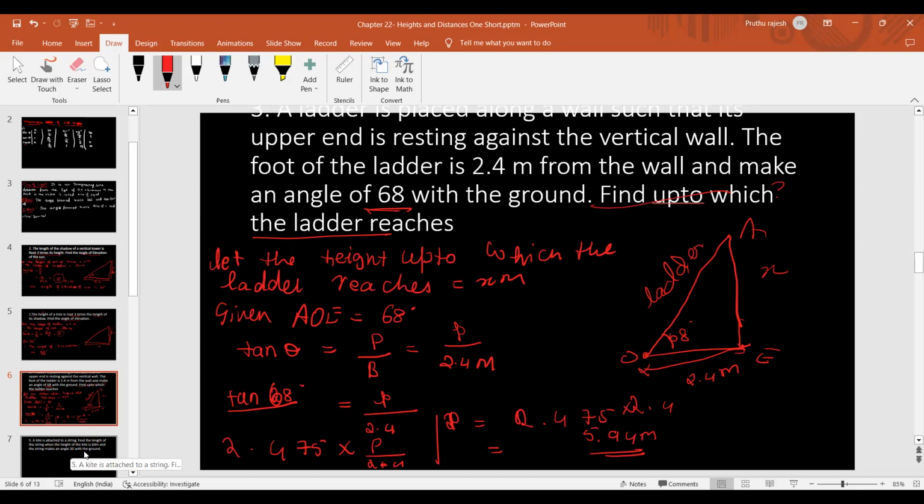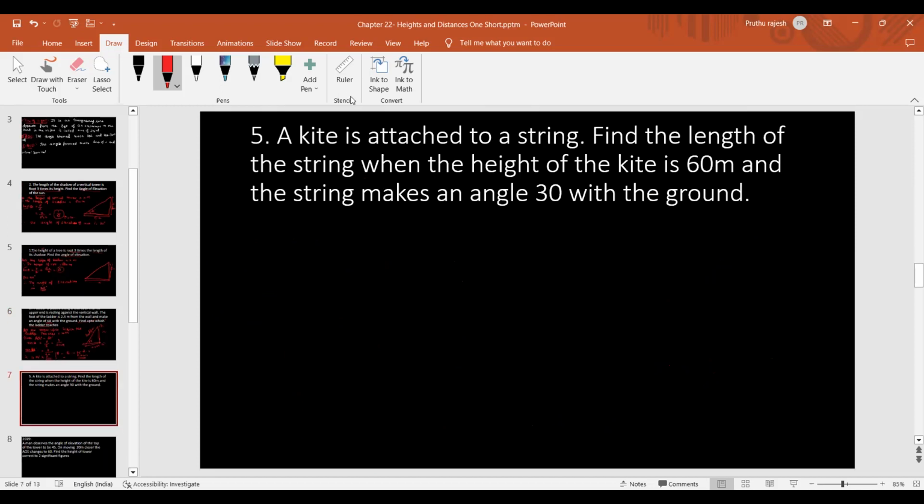Now let us try another example from your textbook. This is an exercise question. Till now, whatever we were doing was related to exercise questions. This is the last exercise question I will be doing. Next, we'll be doing some board questions.